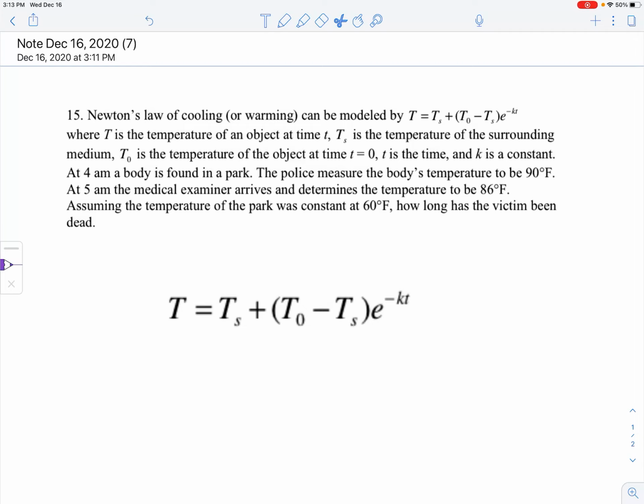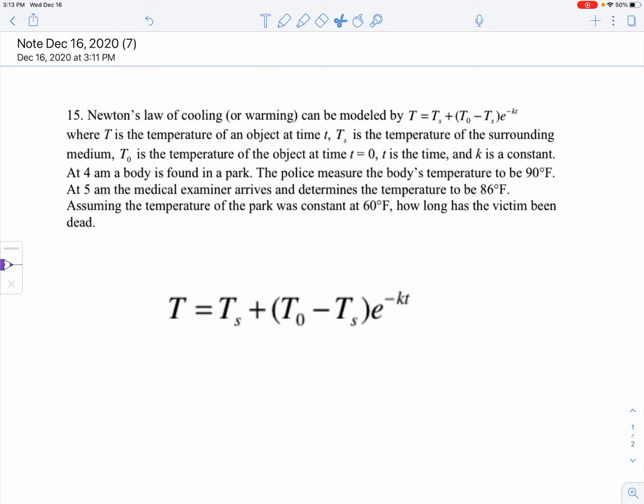Okay, so this is number 15 from the Chapter 3 practice test. This isn't exponential growth; actually, it is kind of an exponential decay problem, but you're using a formula called Newton's law of cooling, or it can also be thought of as Newton's law of warming. I've given the formula here and defined what each of the variables are.